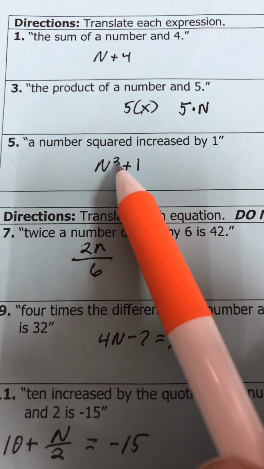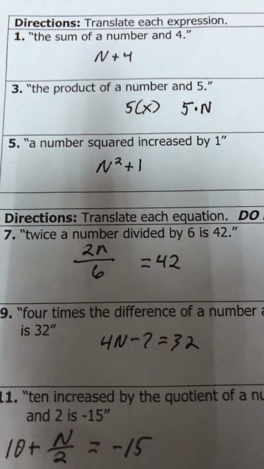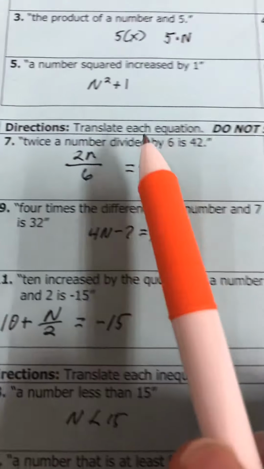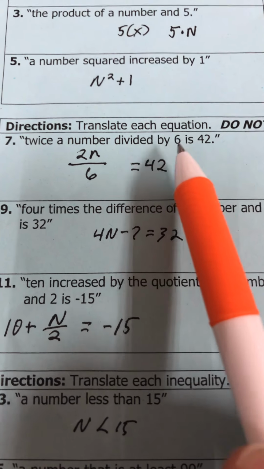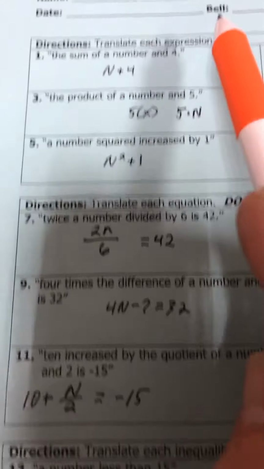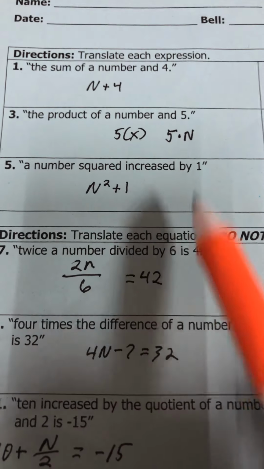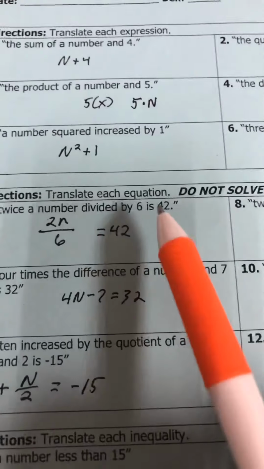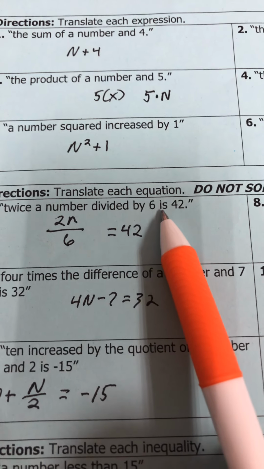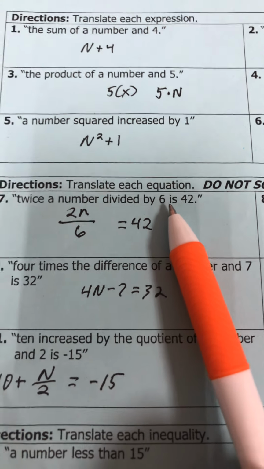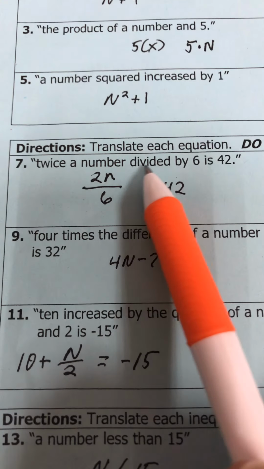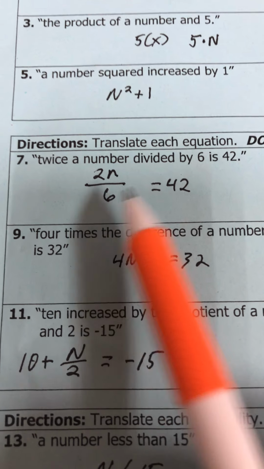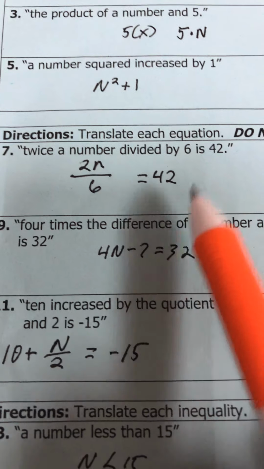Okay, number 5, a number squared increased by 1. So you have this number, it's squared, and it's increased, added 1 to it. Here we have equations, you don't have to solve, so it's going to be equal to something. These were just expressions. An expression will not have an equals. An equation does have an equals, and equals is represented by the word is. So we have twice a number divided by 6. So twice a number, 2 times it, divided by 6 is 42.